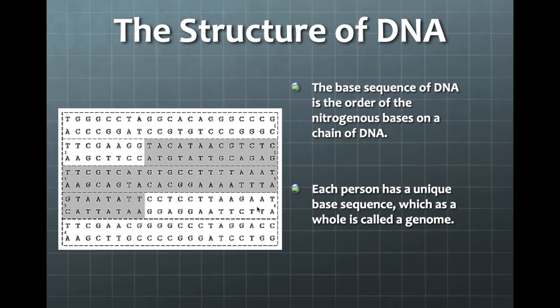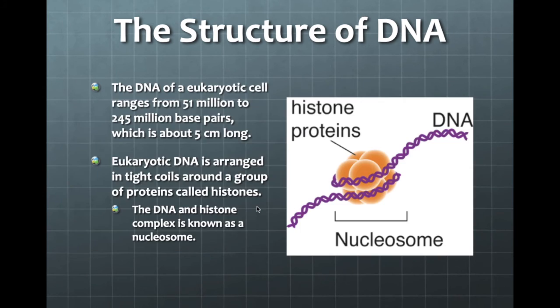The base sequence of DNA is the order of nitrogen bases on the chain of DNA. Each person has a unique base sequence, the whole of which is called a genome, or what makes you you, which will make more sense on Thursday. The DNA of a eukaryotic cell ranges from 51 million to 245 million base pairs, which is about 5 centimeters long. Eukaryotic DNA is arranged in tight coils around a group of proteins called histones, which we've talked about previously, to make chromosomes. The DNA and histone complex is known as a nucleosome. I would know that word.